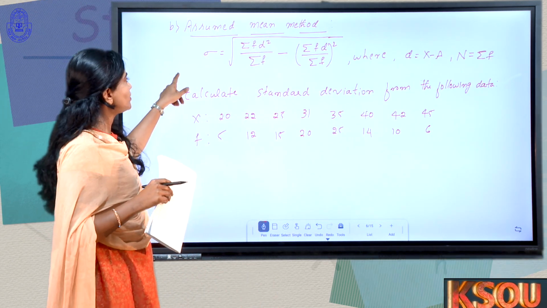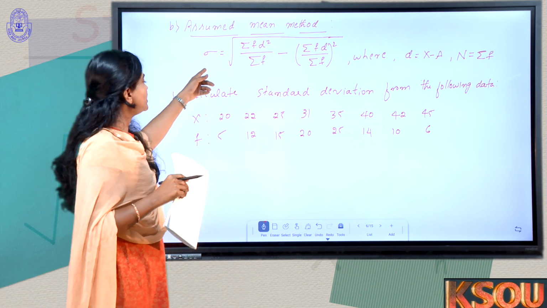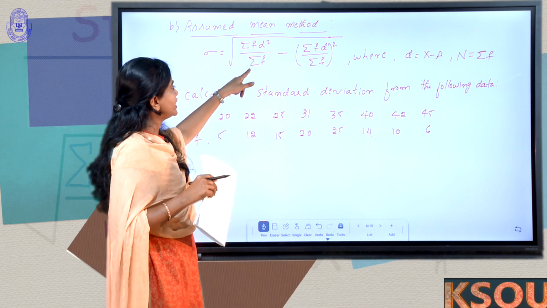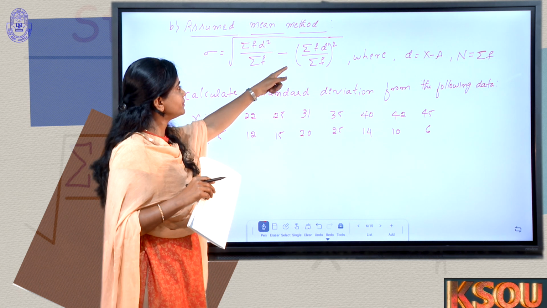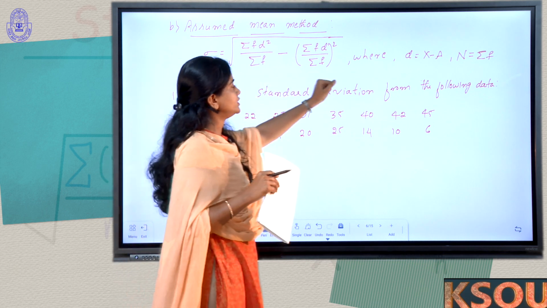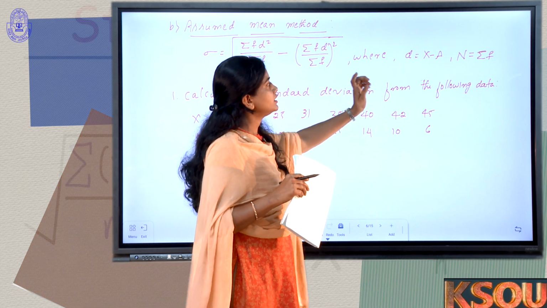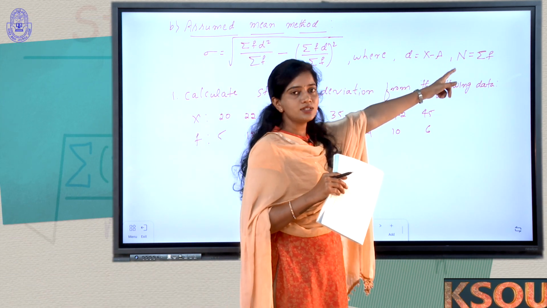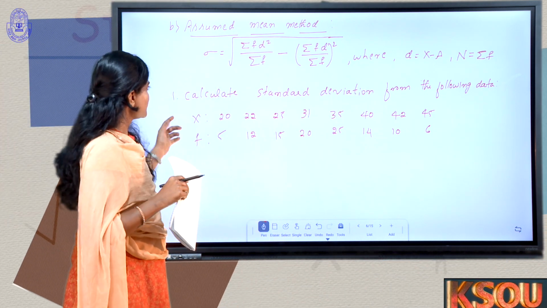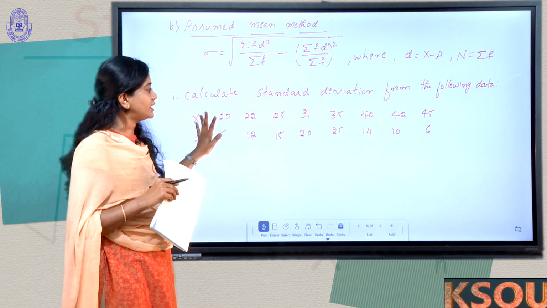So here, this is for the assumed mean method in order to calculate standard deviation. The formula will be sigma is equal to square root of summation fd square by summation f minus summation fd by summation f whole square, where d is equal to x minus a. Here you will have to take the assumed mean. Then capital N is equal to summation f. You will have to take the total frequency here, sum of total frequency. So this is the question under the assumed mean method in order to calculate the standard deviation.